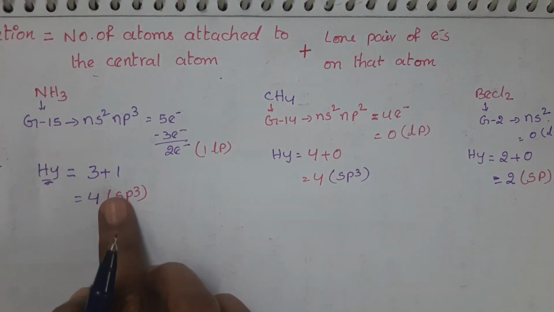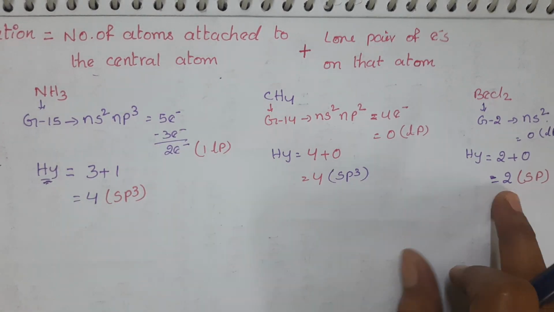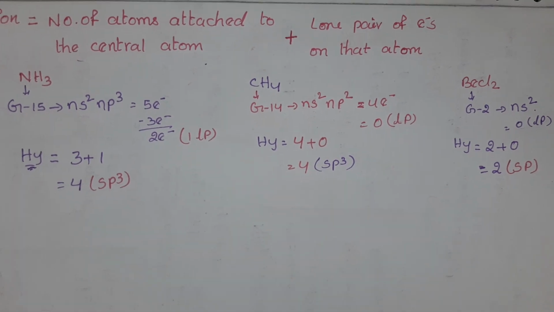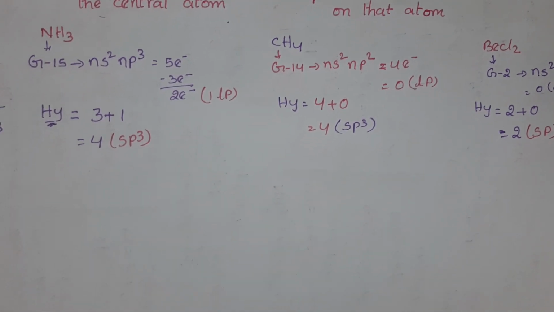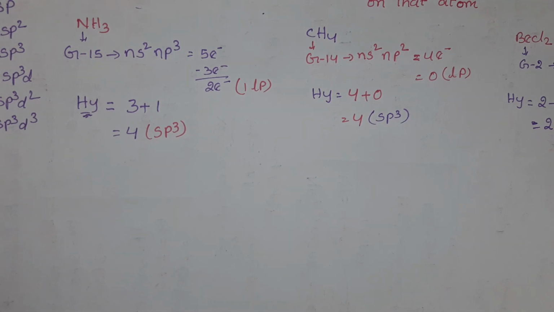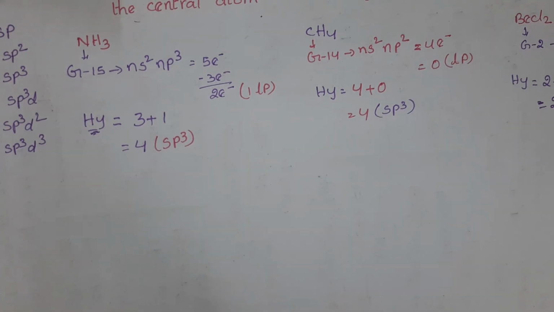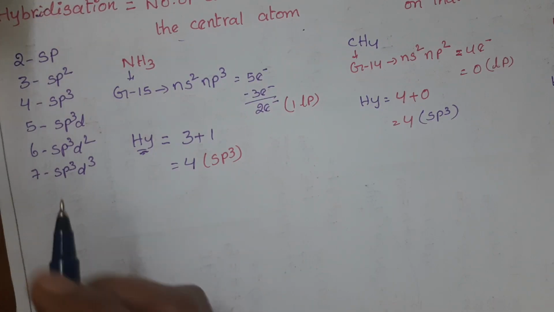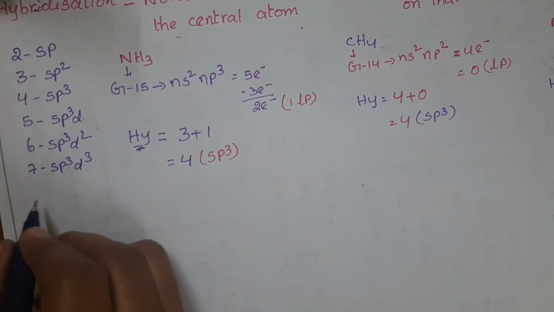So in these 3 examples, ammonia, methane and beryllium chloride, we saw simple molecules only. Now let us take heavier compounds. The next example is SF6.